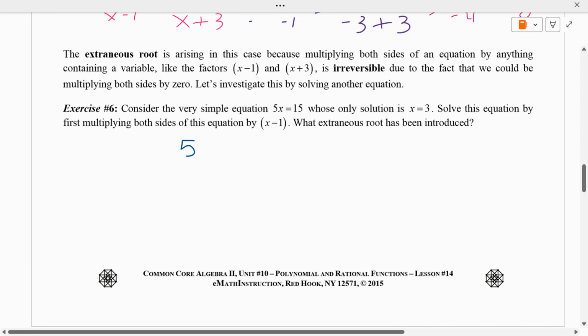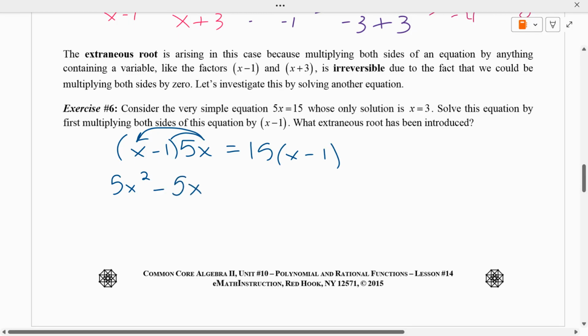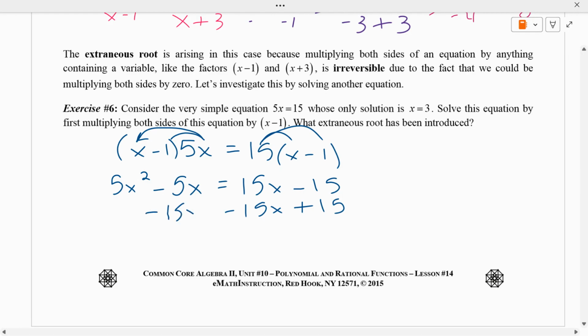So let's see, I have 5x equals 15. I want to multiply both sides by x minus 1. So 5x times x is 5x squared, and 5x times negative 1 is negative 5x. Equals, well, 15 times x is 15x, and 15 times negative 1 is negative 15. I am going to subtract 15x and add 15 to both sides.